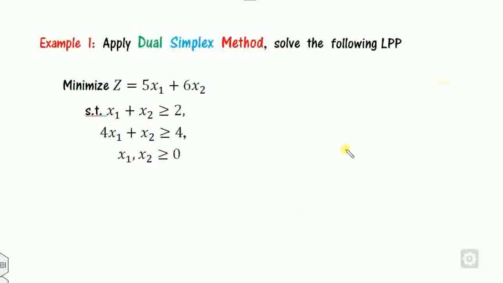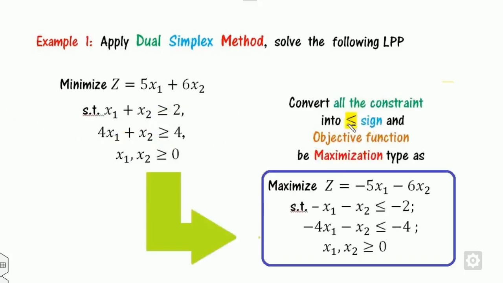Now in this video we will see the MATLAB code of the dual simplex method. The strategy we can follow is to first write all the constraints so that they are of the less than sign, and the objective function is maximization. You can convert minimization to maximization by multiplying by negative, and all the constraints must be of the less than sign, so you can multiply by negative.